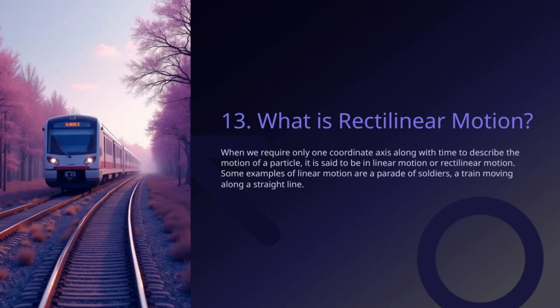When we talk about motion along a straight line, or what we call linear motion, we're essentially describing a scenario where only one coordinate axis, along with time, is needed to specify the particle's position. Think of it as tracking something moving back and forth along a single path. Some common examples are a parade of soldiers marching in a straight line, or a train moving smoothly along a straight track. These are classic examples where the motion is confined to a single dimension, making analysis simpler. Understanding this concept helps us get a clearer picture of how objects move when their motion can be described along just one axis, which is fundamental in studying more complex types of motion later on.